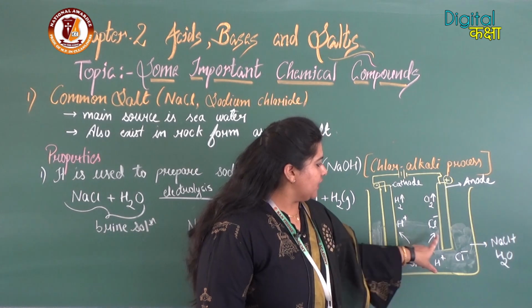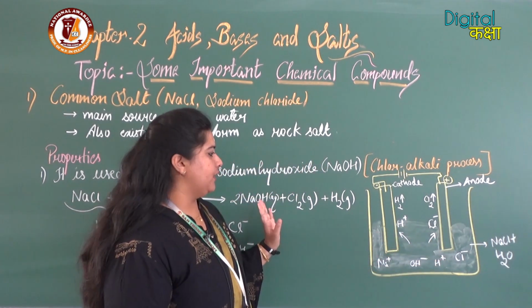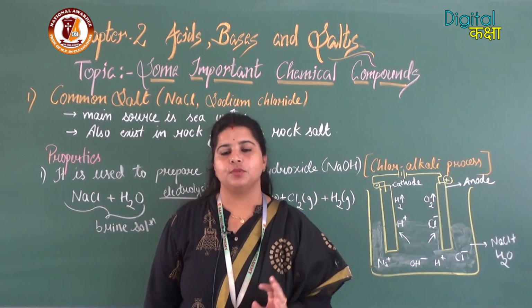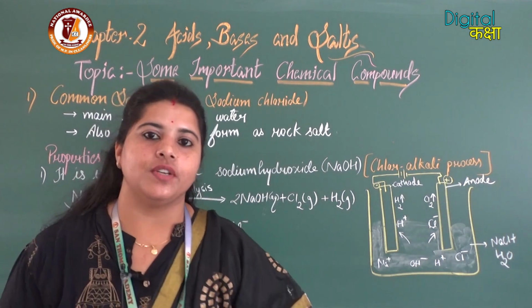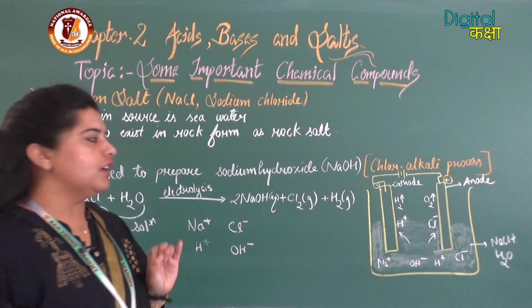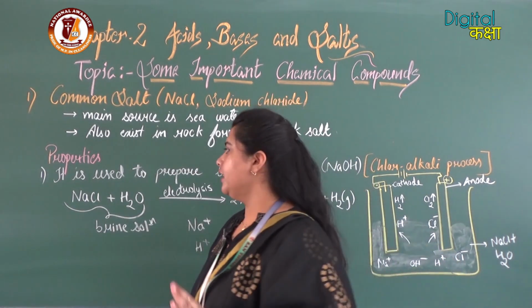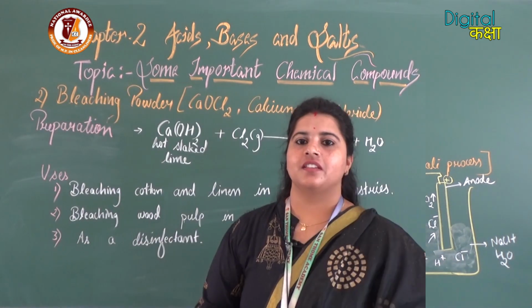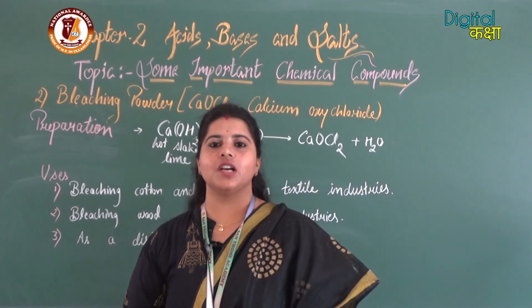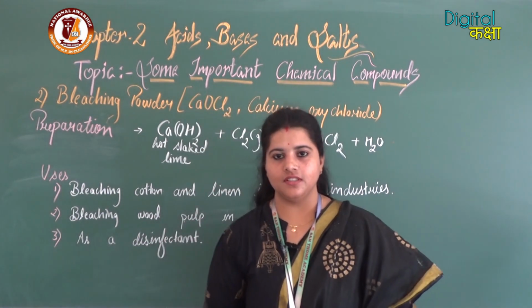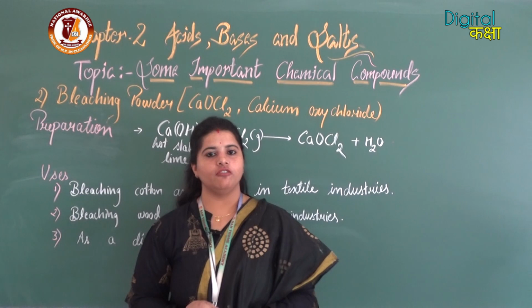So this H and chlorine is being moved out and we got NaOH. That's why this process is chlor-alkali, because we are getting chlorine, we are getting alkali, a base over here. So that's why the process is the chlor-alkali process. So we have understood about the chlor-alkali process, that is the preparation of base.